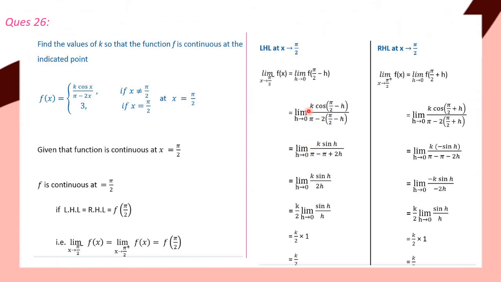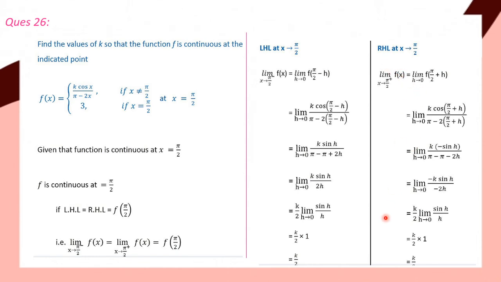When we open the bracket, k cos of 90 minus theta is sin theta. And in the denominator also, when we open, we'll get this. After that, k and 2: k by 2 is constant. We can take it outside the limit, and limit h tends to 0, sin h upon h is 1. This is one of the formulas you have studied in 11th class. So the value is k by 2.